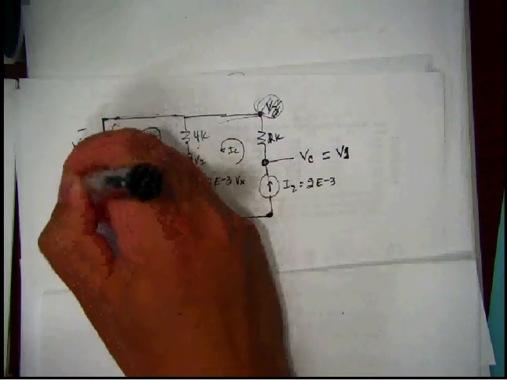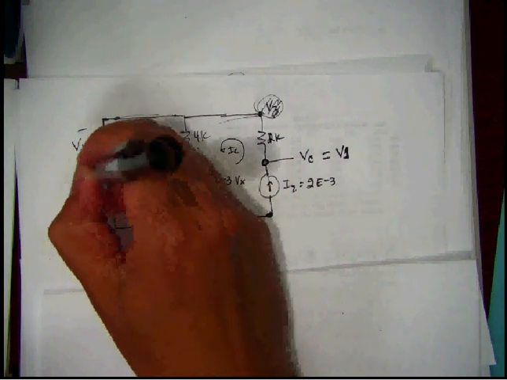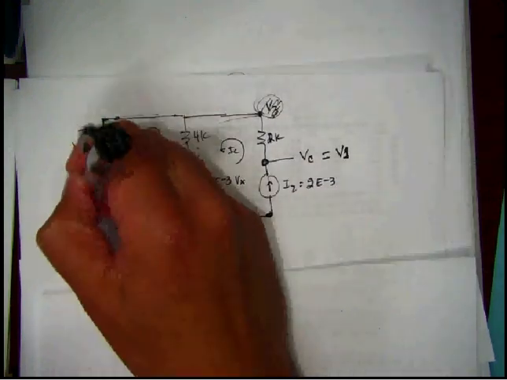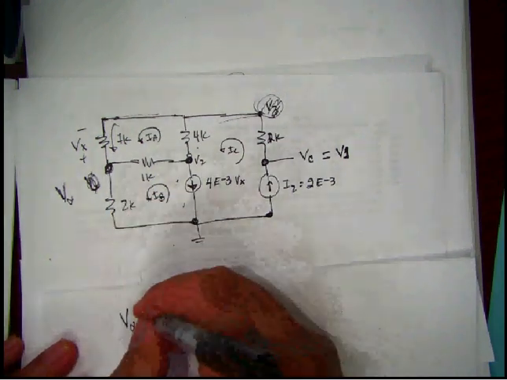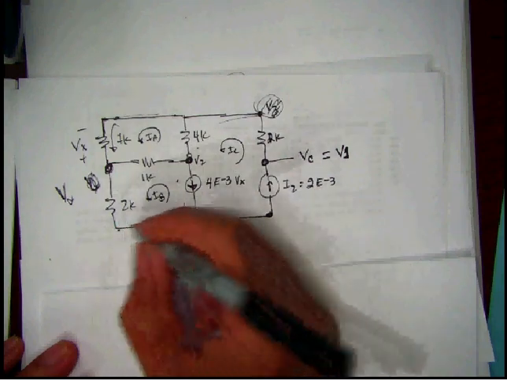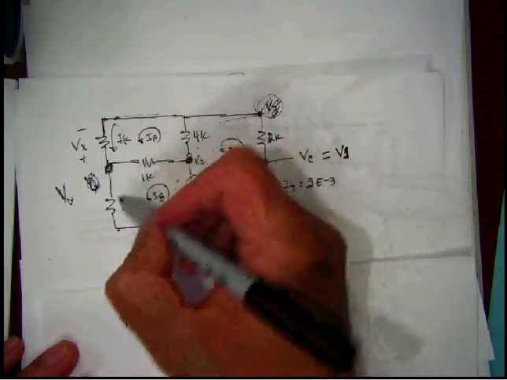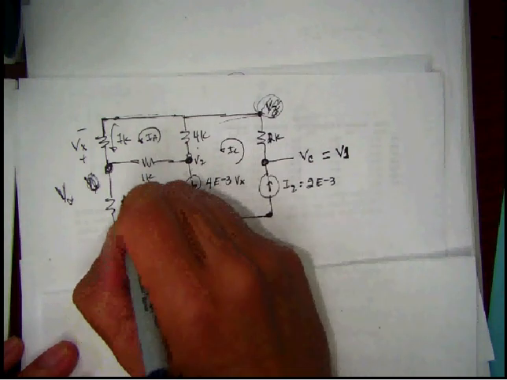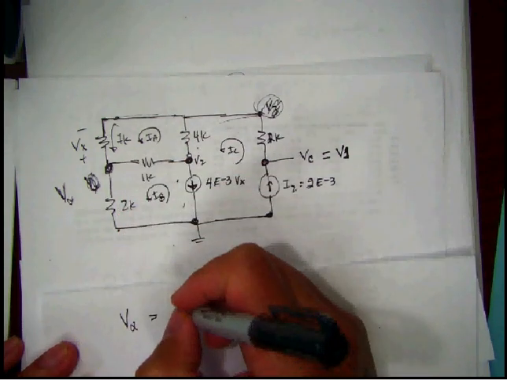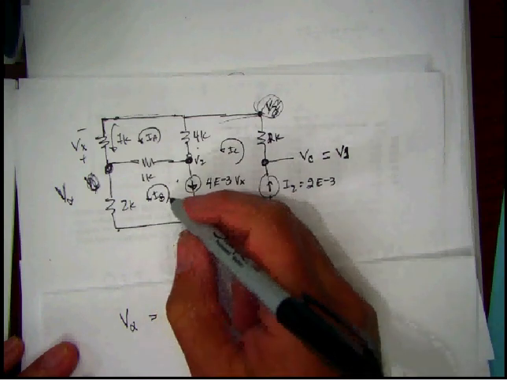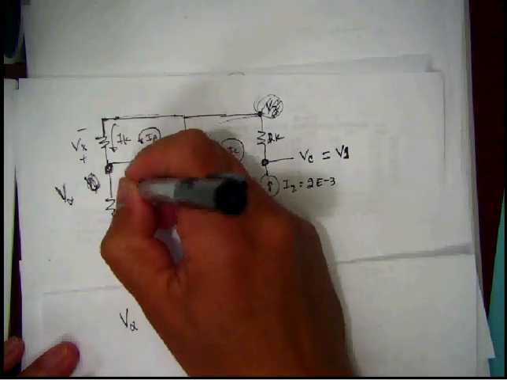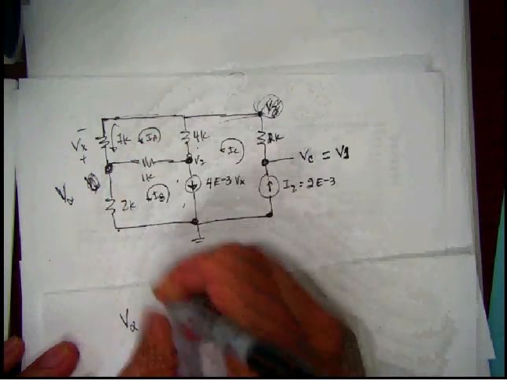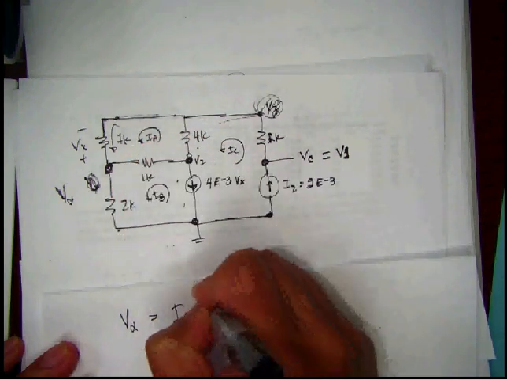So let's call this Vx. No, I can't call that Vx. Let's call it V alpha. So V alpha minus V. The current in this direction is up, because that's a resistor. So the voltage drop. Okay, so actually V alpha is going to equal IB times 2K.